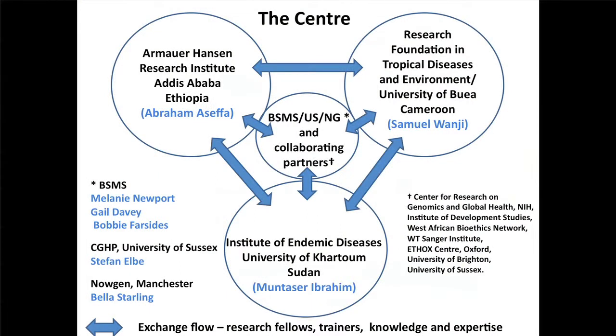So what we've actually got for the centre is the representation of these different disciplines. Our 3 centres are in Ethiopia, Cameroon and Sudan. And Muntessa is here, and it's wonderful that you came over. And then in the UK, we've got those of us working at the medical school here. I'm particularly grateful to Gail Davey and Bobby Farsidis for the input into the whole global health programme, and we wouldn't be here without that input. And then Stefan, who's the director of the Centre for Global Health Policy at the University of Sussex, is part of our group, and also Bella Starling, who has also made it down from Manchester today, so welcome. And Bella works at NowGen, which is a centre of excellence for public engagement and education.